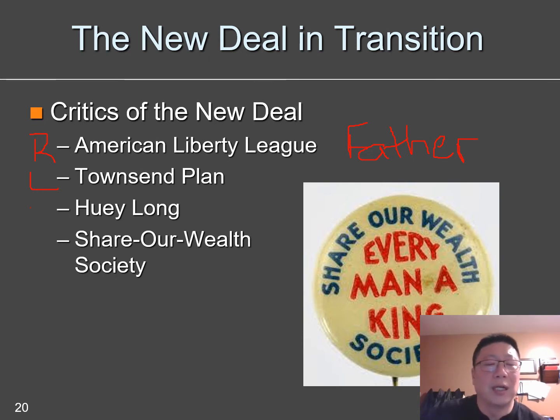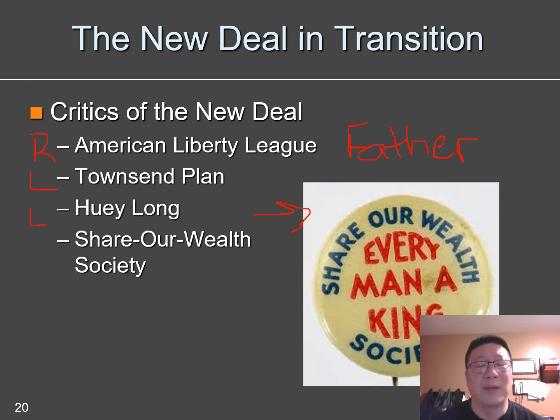Okay. Another critic that he had from the left was Huey Long. Huey Long was a senator from Louisiana and governor of Louisiana, and his plan was the Share Our Wealth Society. Okay. Said every man should be a king. And so incomes, nobody needs over $1 million. This is the 1930s here. Nobody needs over $1 million in income.